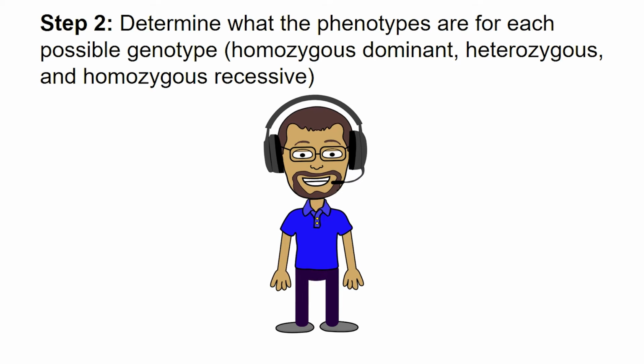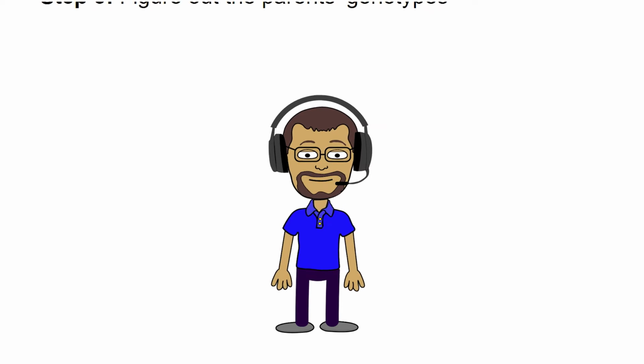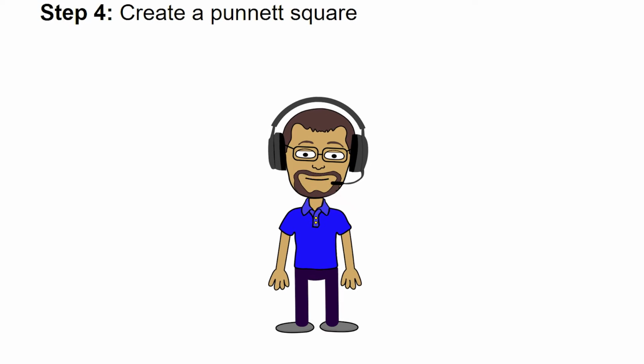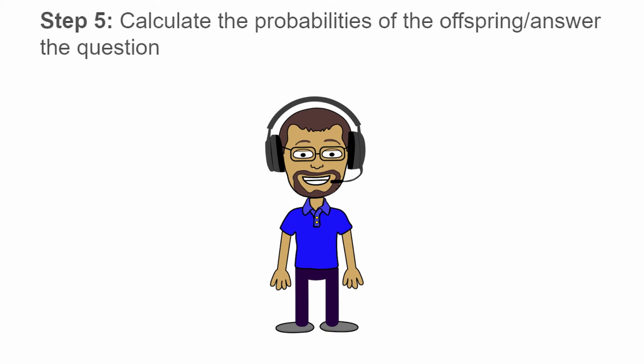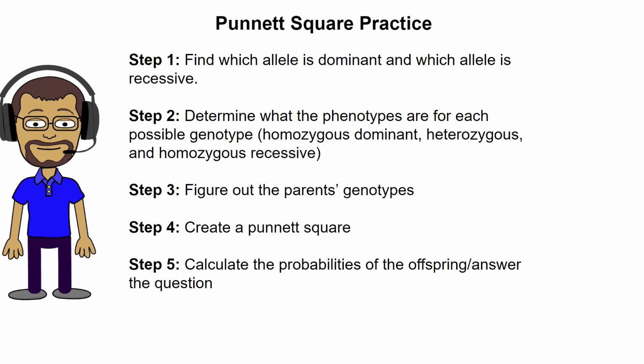Step 3, figure out the parents' genotypes. Once you figure out the parents' genotypes, you can then create a Punnett square. And once you have the Punnett square, you can calculate the probabilities of the offspring or answer the question, depending on what the question is asking for. So just keep these steps in mind. I am going to be referencing them a lot throughout the video as we go through these questions. So with that in mind, let's go on to the first question.